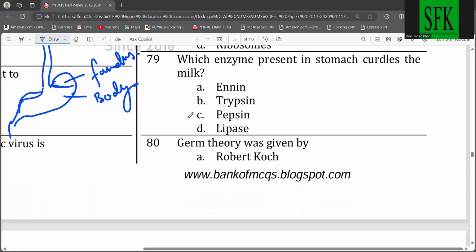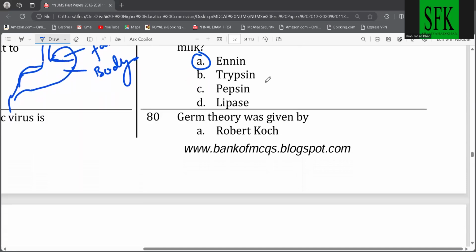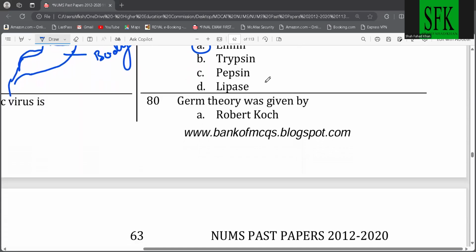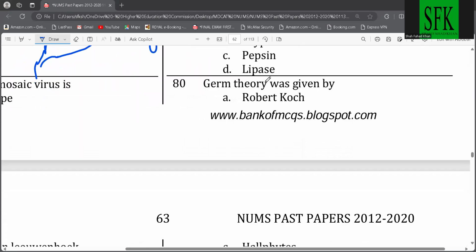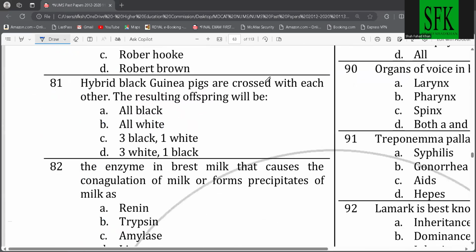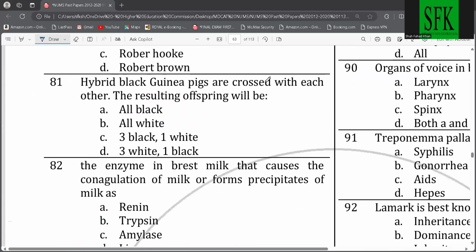Which enzyme present in the stomach curdles the milk? So which is the milk curdling enzyme? It is called rennin, R-E-N-N-I-N, rennin. Okay. Then germ theory was given by, check it yourself. Then hybrid black guinea pigs are crossed with each other.